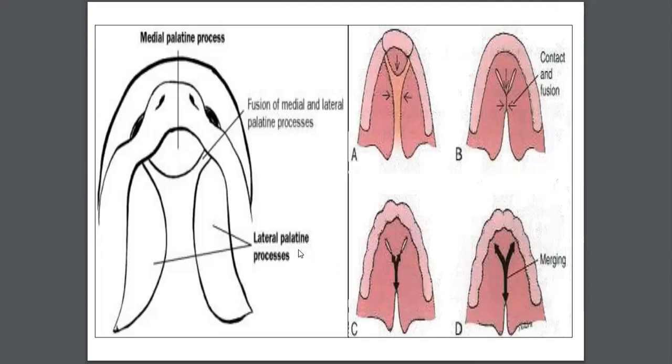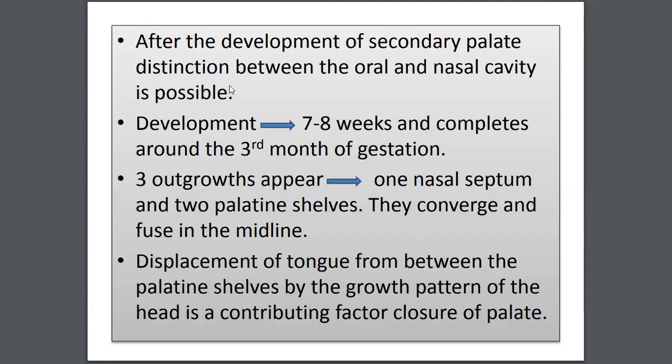These are the medial palatine processes, which have come from the frontonasal process, and these are the lateral palatine processes. They grow towards each other and finally fuse completely. After the development of the secondary palate, distinction between the oral and nasal cavity is now possible. The palate separates the nasal cavity from the oral cavity: it forms the floor of the nasal cavity and the roof of the oral cavity. That's how it is a good partition.